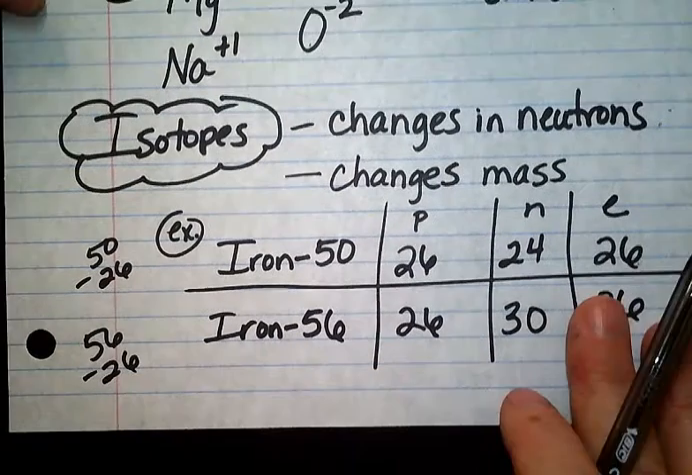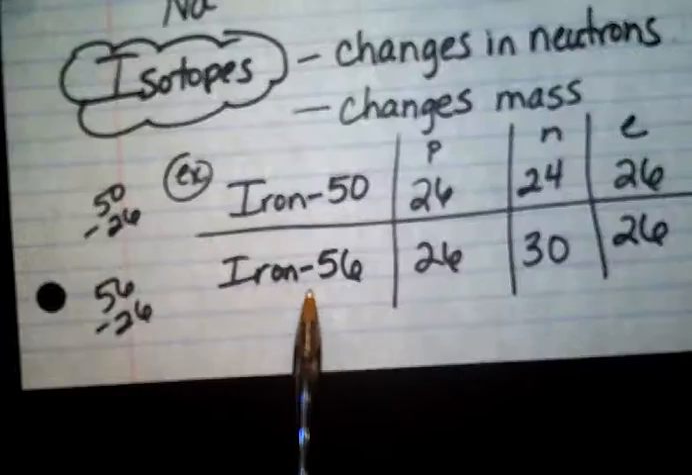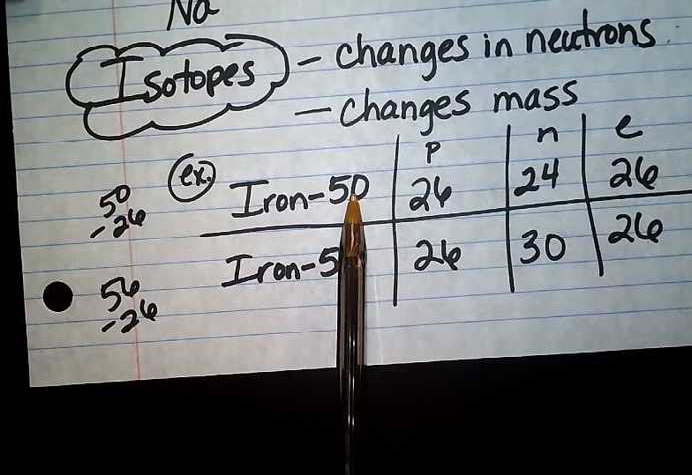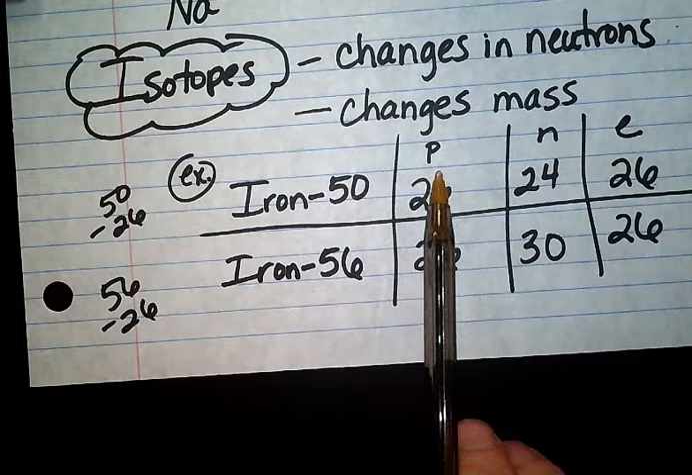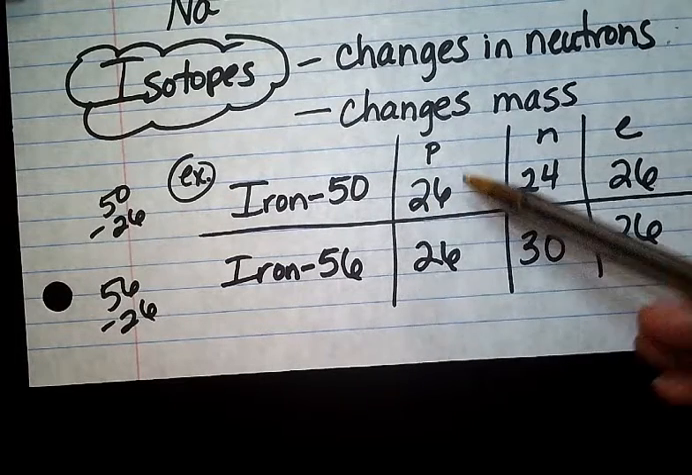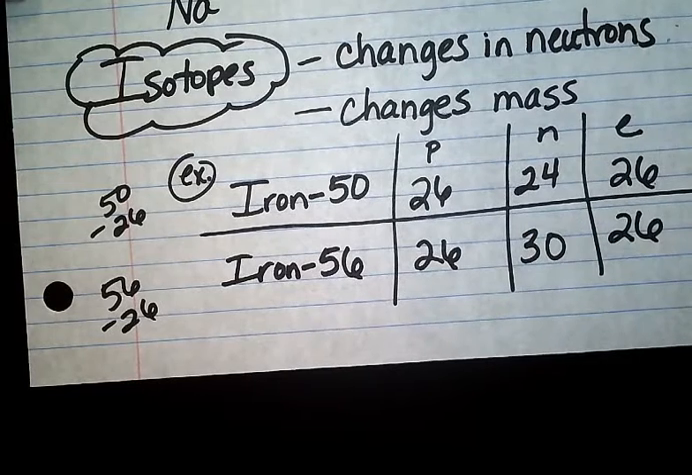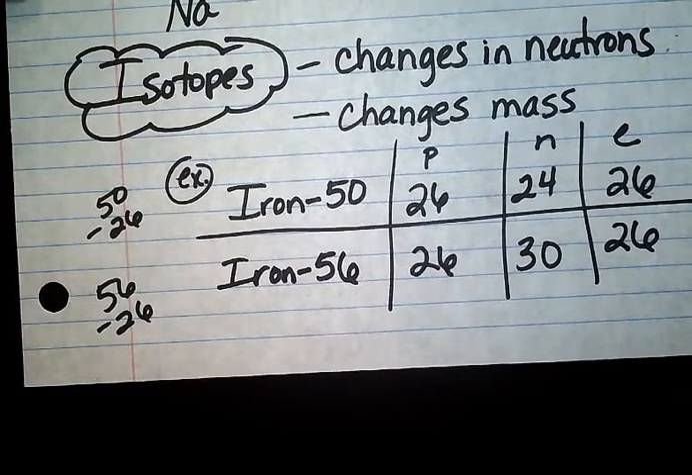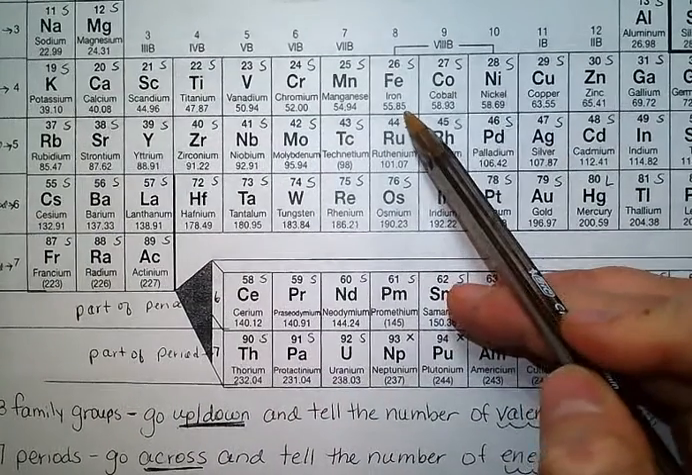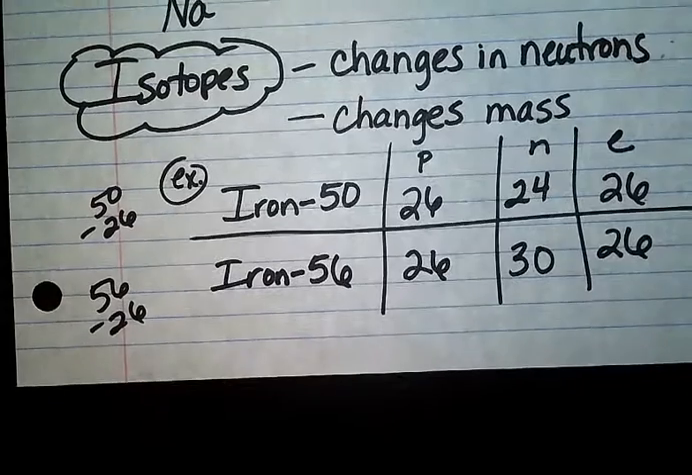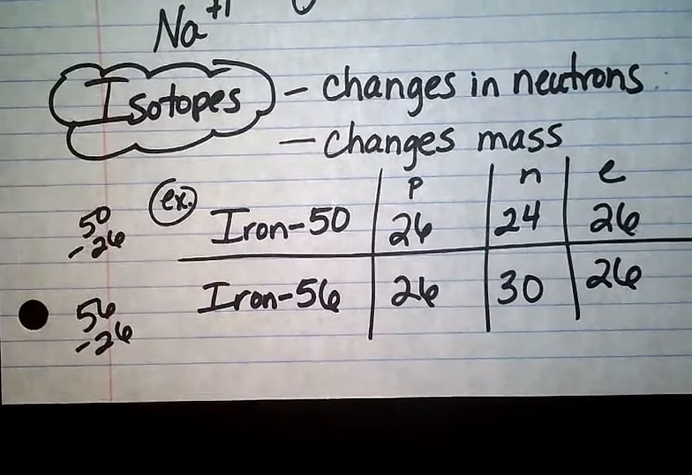We looked at this example here. We compared iron 50 to iron 56. This is a dash. It's not a negative sign. So iron dash 50 and iron dash 56 are two isotopes of iron, and we compared their protons, neutrons, and electrons. If I look at the periodic table, iron is Fe, and it is 26. So I have 26 protons in both of those forms.